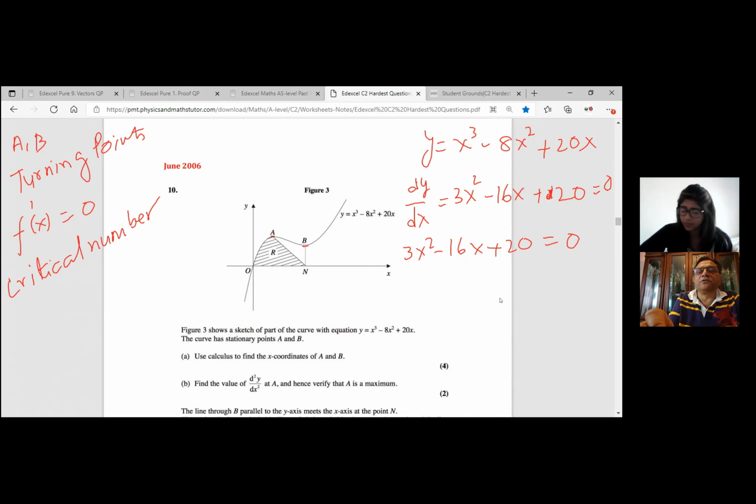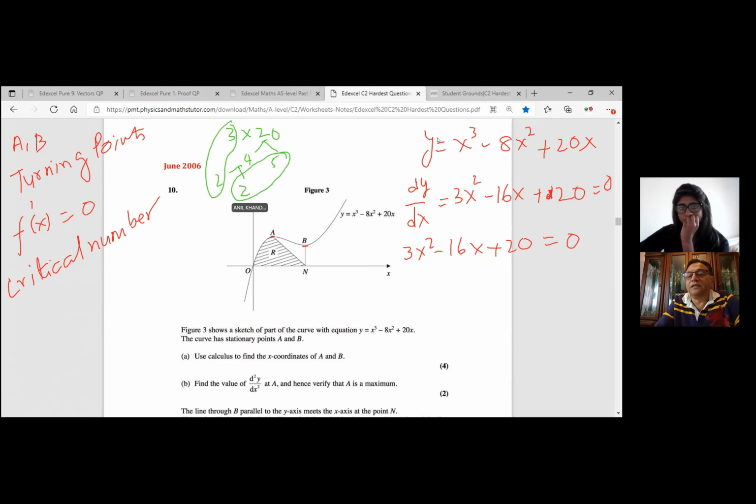Let me do it on the side. We're looking for 3 times 20, and 16 is the sum of these two numbers. Both should be negative, right? Same sign, correct? So what could be those numbers? If you use 6, do you see this combination? 3 times 2 is 6 and 5 times 2 is 10. So that really helps.